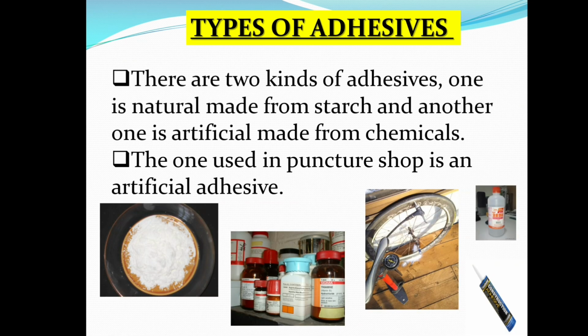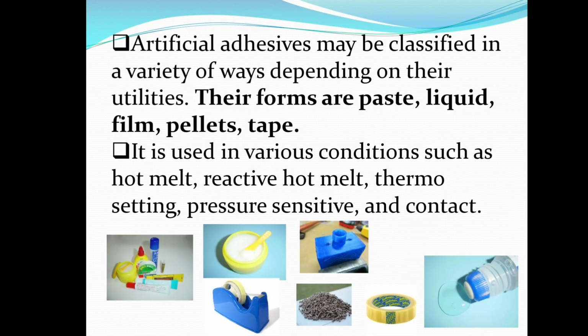Types of adhesives. There are two kinds of adhesives. One is natural, made from starch, and the other is artificial, made from chemicals. The one used in the puncture shop is an artificial adhesive.